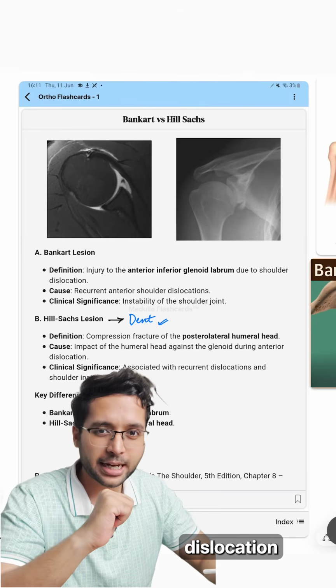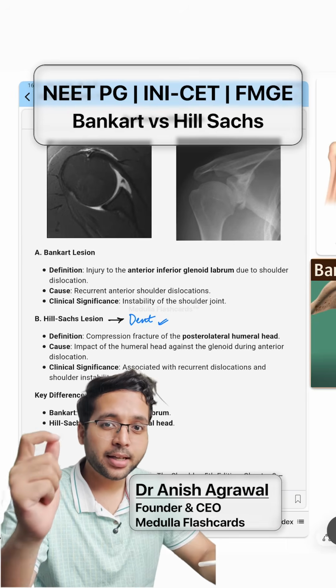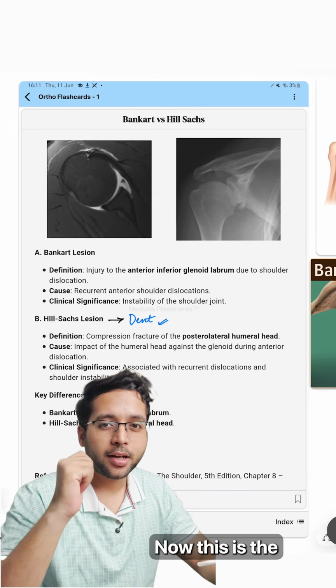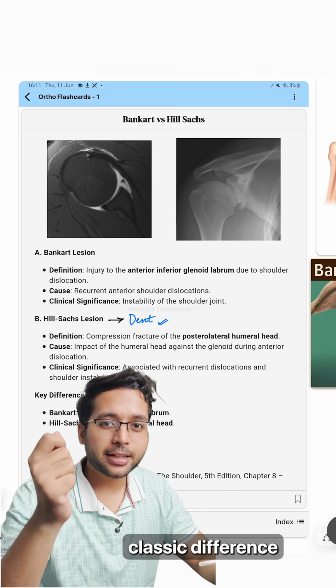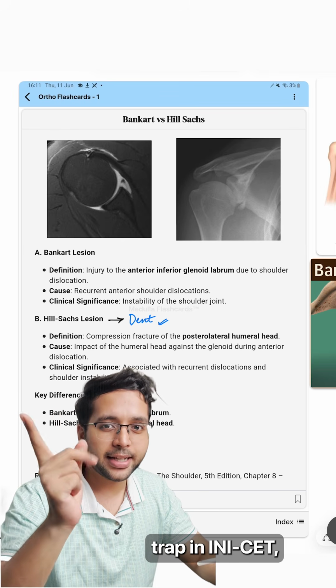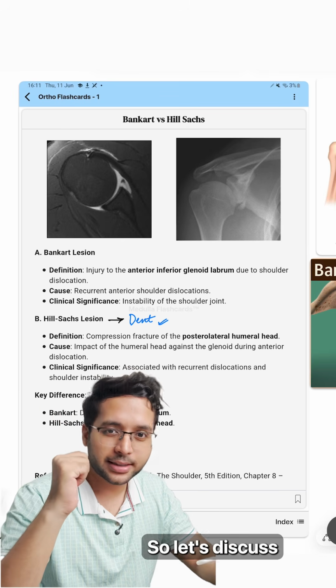So a shoulder dislocation happens. Now the exam asks, is the labrum torn or the humeral head dented? Now this is the classic difference between Bankart's and Hill-Sachs, which is a common trap in INICET, FMGE and NEET PG. So let's discuss it.